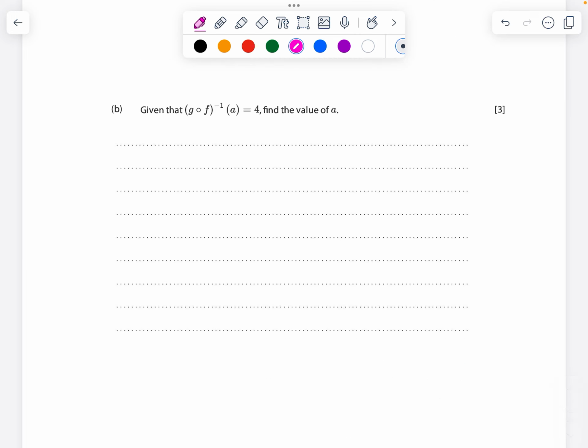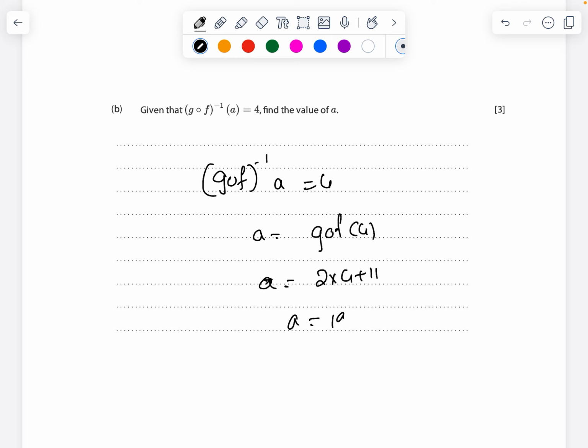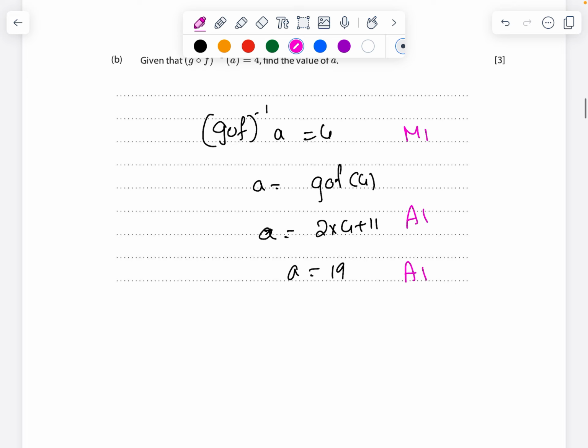G circle f whole inverse equals 4. So G circle f whole inverse of A equals 4. So A equals G circle of 4, which is A equals 2 times 4 plus 11. So A equals 19. A 3 marks question with M1, A1 and A1.